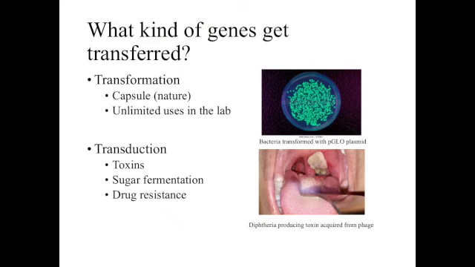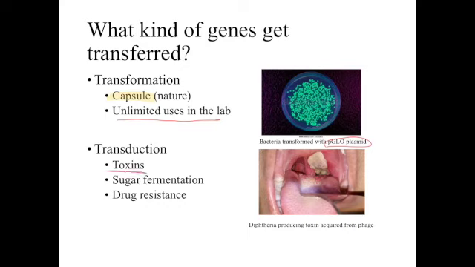So what kind of genes get transferred with transformation and transduction? Well, transformation in nature is almost entirely the acquisition of genes for capsule. There's not a whole lot of other instances of transformation in nature. Again, in lab, unlimited uses. We can make bacteria take up genes for whatever we're interested in. And over here's our P-glow plasmid that hopefully you all remember from intro biology. Transduction we do see more often in nature, and it has some pretty big implications for human health.